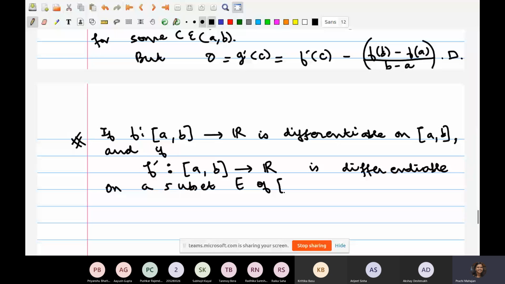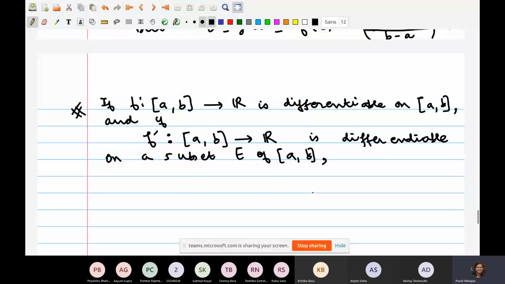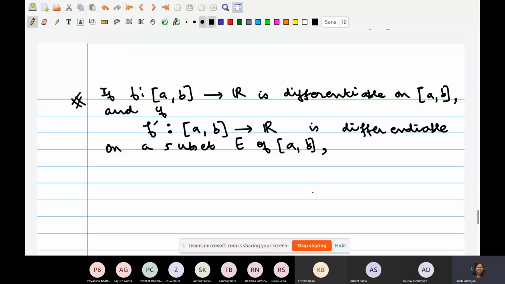Then what can you do? Then you can differentiate the derivative of f. You can differentiate this function one more time. Then we can define the following. This is a new notation that I am introducing. I already have this function and I am taking the derivative of this function. Where is this defined? This is defined everywhere on E, right? And what is this called? This is called the second derivative of f on E.